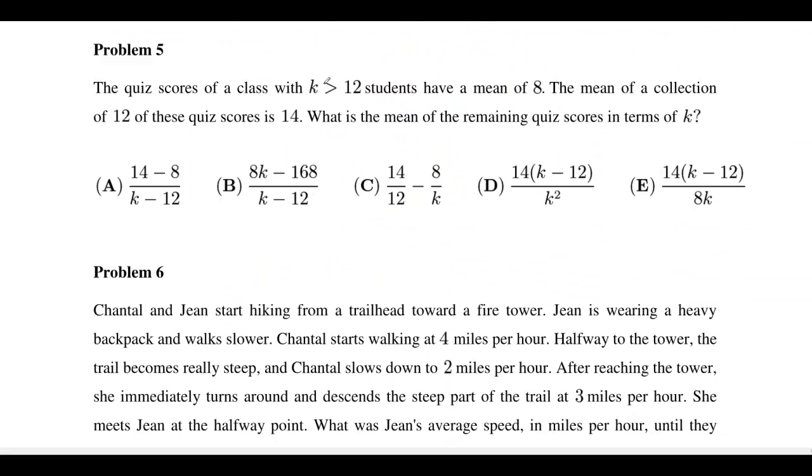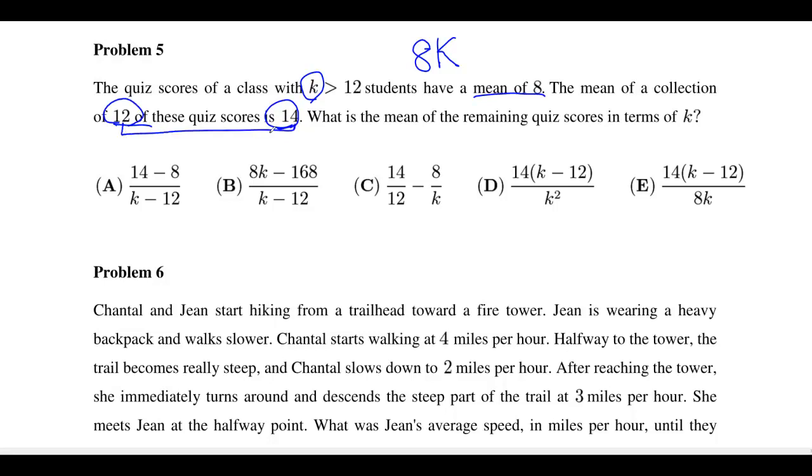There are more than 12 students. Okay, which is the K student numbers. Okay, the sum is always what, the total. Maybe you can find the total scores of K students, 8K. And that is the total entire sum of scores. But the mean of a collection of 12 is what? 14, right? 12 students. The average is 14.